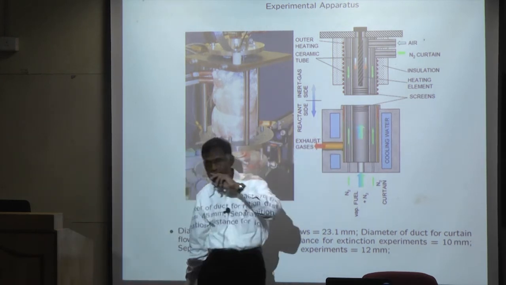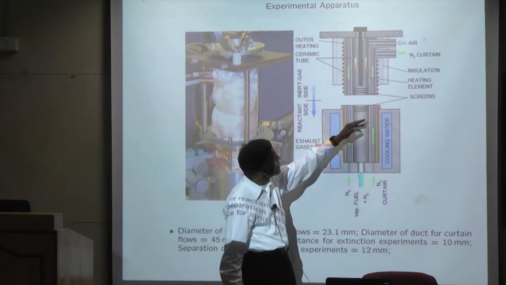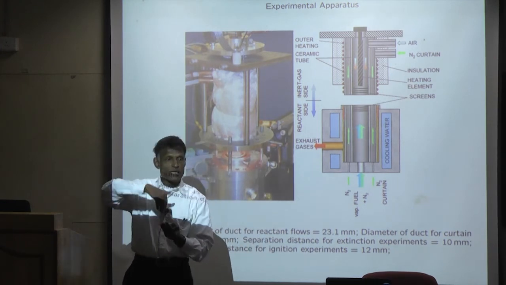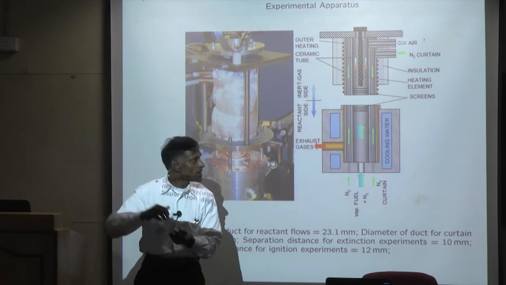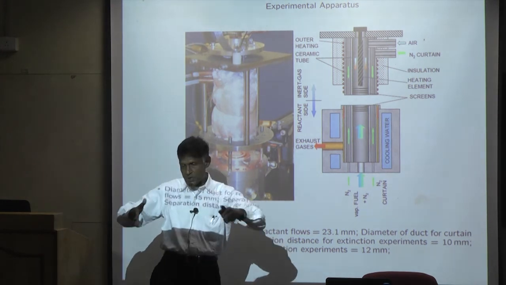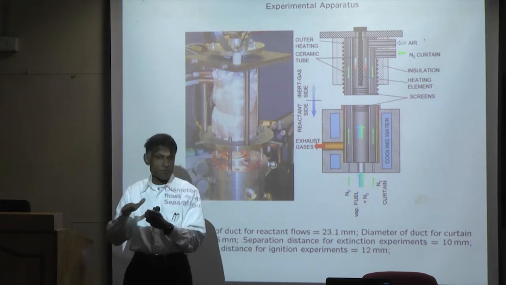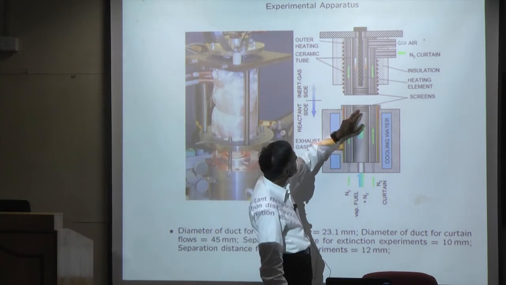We have many screens, and it is very important to have these screens, because they ensure that the flow that comes out is plane parallel. Therefore, you obtain what's known as a plug flow boundary condition. There are many experiments where you use contoured nozzles, but the flow that comes out of a contoured nozzle is not very well characterized. Therefore, it's better to use these straight ducts with screens.